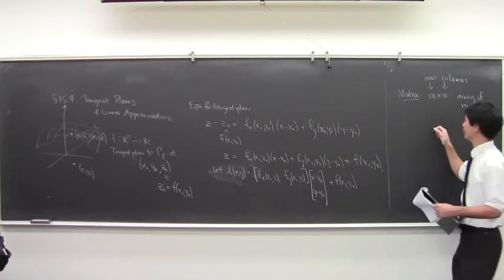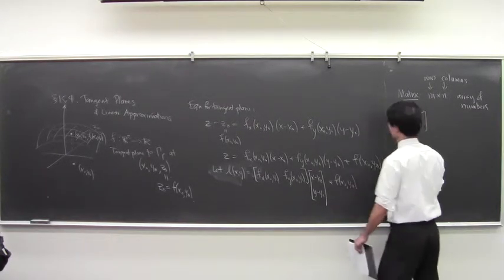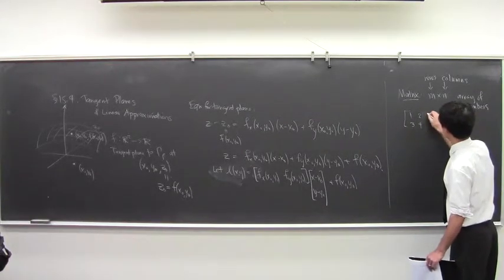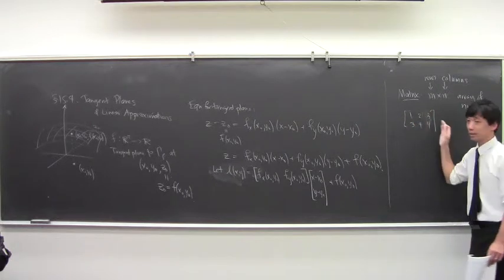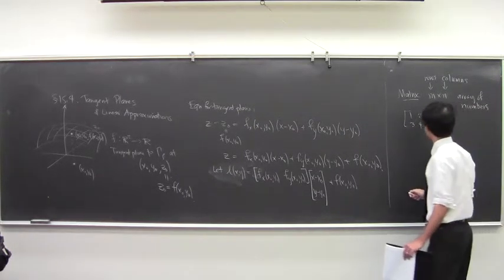So if I draw something like this, 1, 2, 3, 4, this is a 2 by 2 matrix. This is a 2 by 3 matrix, 2 rows, 3 columns.